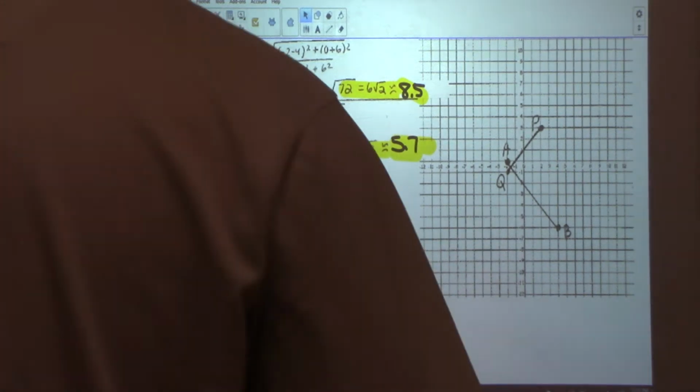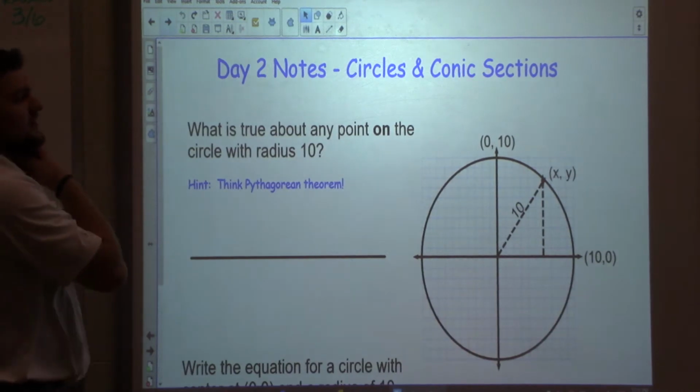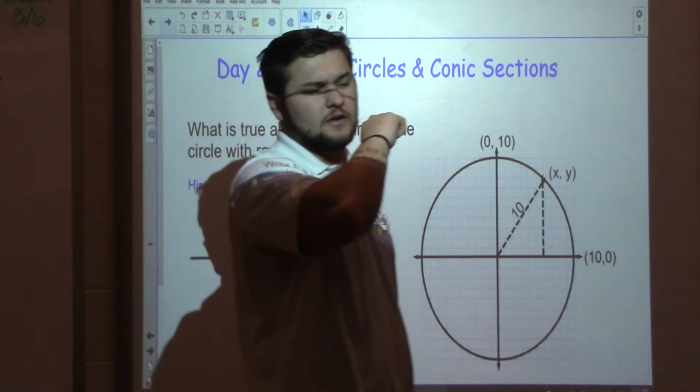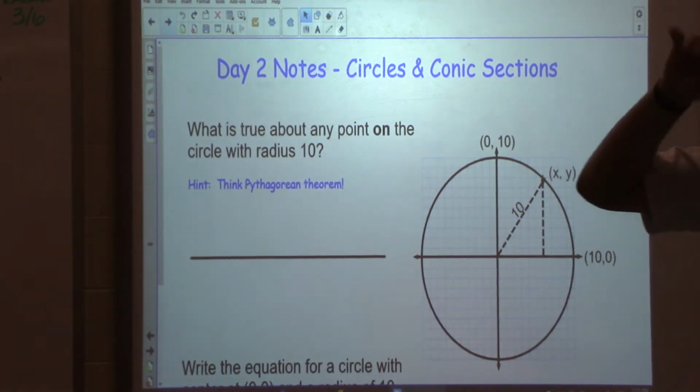Alright, so like I said, guys, we're going to talk about writing equations of circles today. And we're going to focus on circles that are centered at 0, 0. Tomorrow we'll talk about circles centered at (h, k), which means we can have them centered anywhere. But today is just going to be 0, 0.